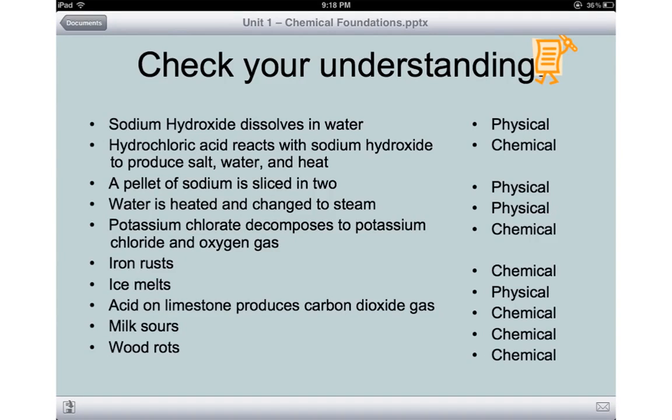How'd you do? How's your understanding of physical and chemical properties and changes? If you have any questions, please be prepared to talk about this in class.